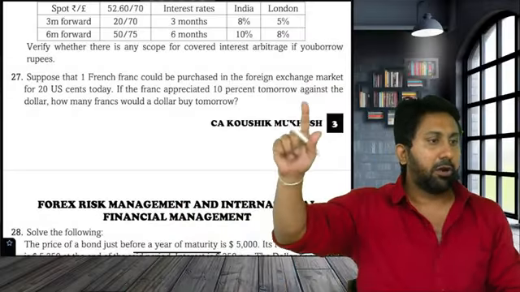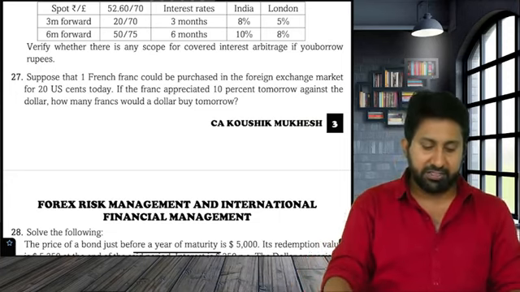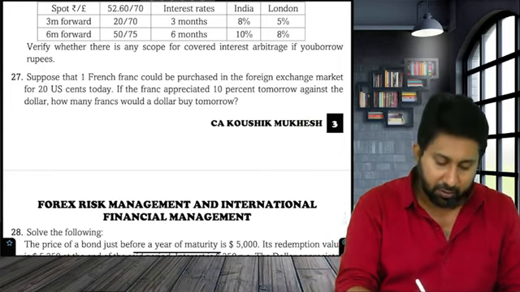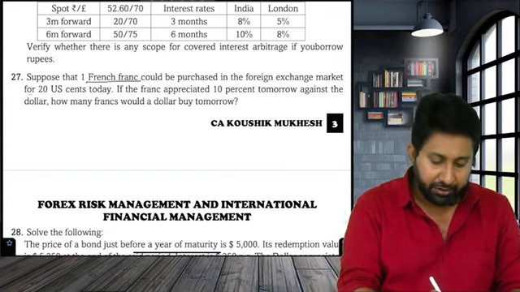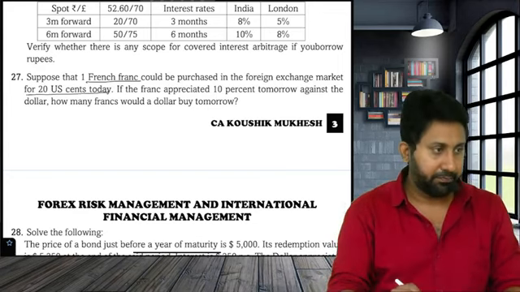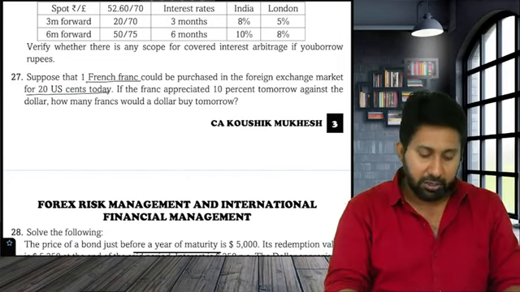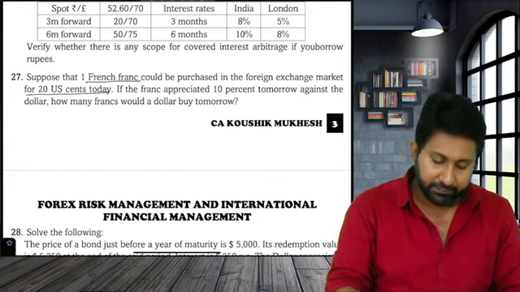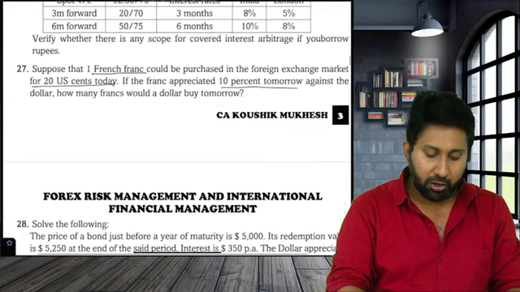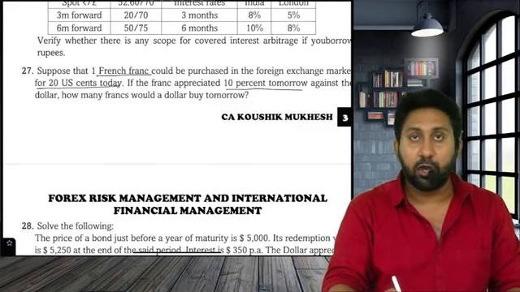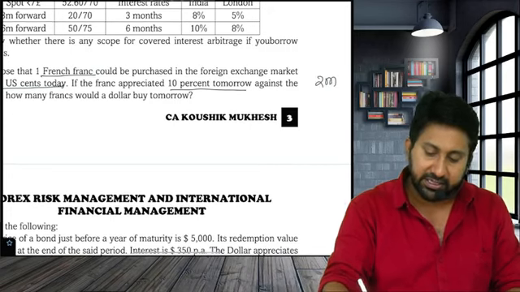See here, problem number 27. Suppose one French franc could be purchased in the foreign exchange market for 20 US cents today. 20 US cents means, 100 cents make a dollar, so 20 cents means $0.2. If the franc appreciated 10% tomorrow against the dollar, how many francs would a dollar buy tomorrow? This is the question asked for 2 marks in the examination.